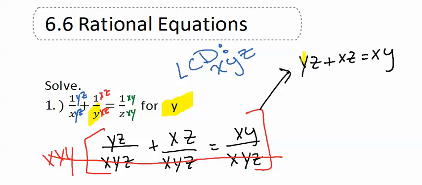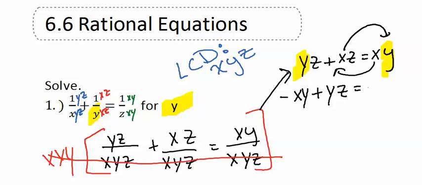Now, the problem is I'm still trying to get these y's together. So what I'm going to do is I'm going to bring everything with a y over to one side, and anything without a y over to the other. From there, I'm going to factor out this y. That will kind of bring it out by itself to kind of separate it from the group.